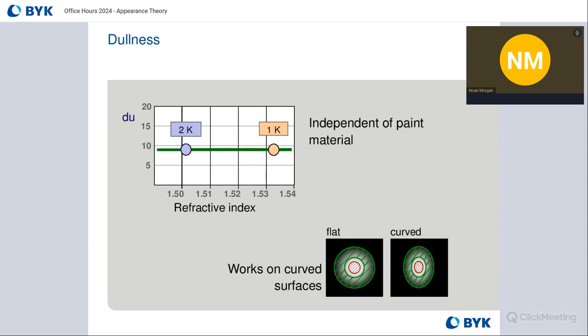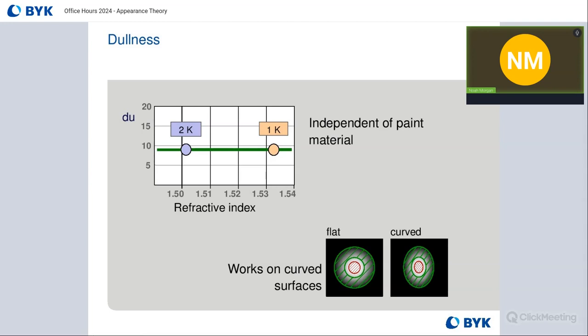So what are the advantages of the dullness measurement? Well, the dullness is independent of refractive index because it's not an absolute measurement, but more of a relative measurement. Unlike gloss, which is entirely dependent on refractive index. An example of this would be if you were to measure a 2K clear coat and a 1K clear coat, the surface would visually look the same, and a glossmeter will give you two very different readings, but your dullness values will be exactly the same.